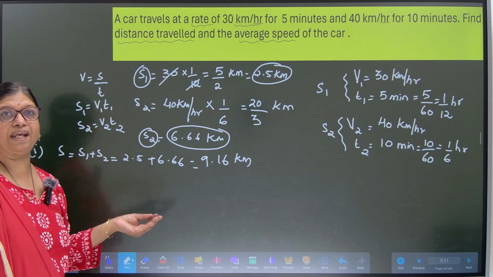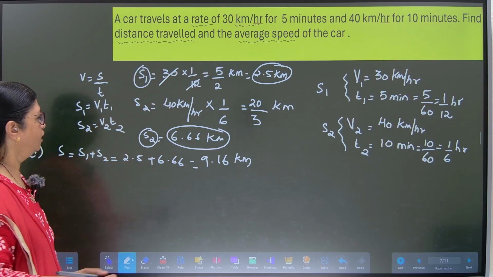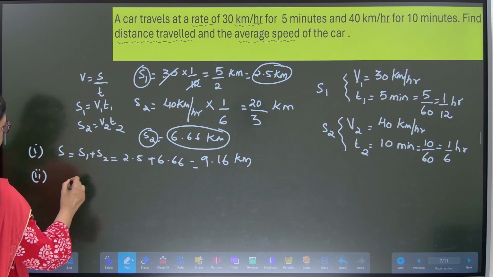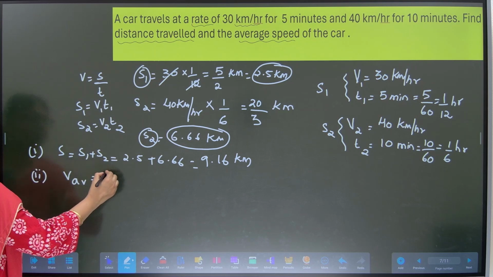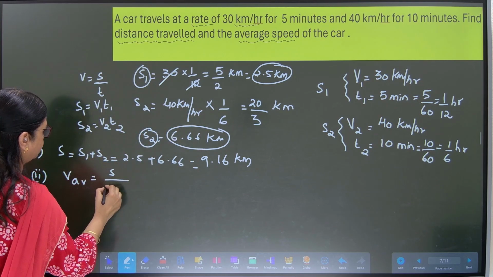Now we go to the second part of the question, where I am asked to find out the average speed of the car. So what is the formula for the average speed of the car? V average, I can write. It is equal to the total distance S upon the total time. What is the total time? T1 plus T2.